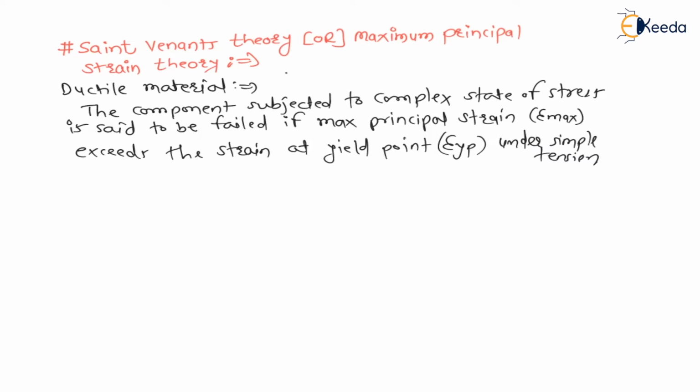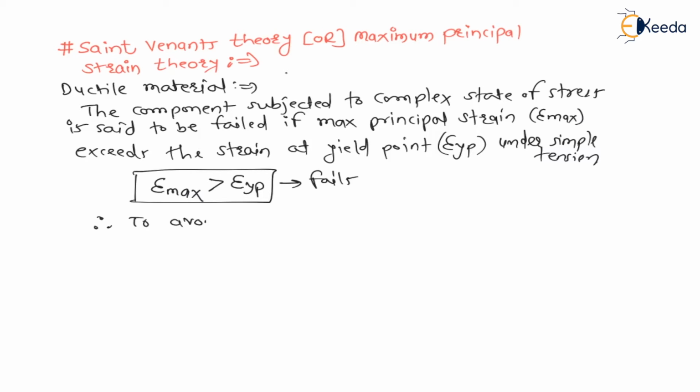Therefore, as per the statement, we can say if this maximum normal strain at any point in the material is more than strain at yield point, then ductile material fails. Therefore, to avoid failure of material, this maximum normal strain in the component must be less than or equal to strain at yield point.